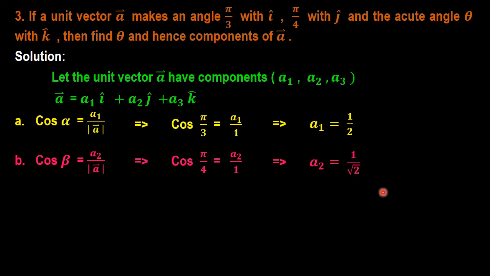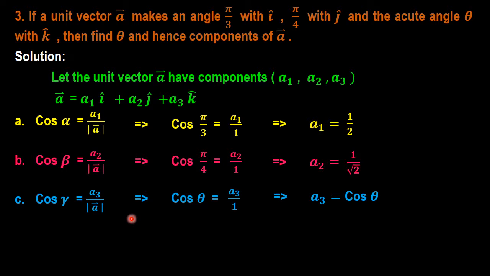Now similarly, the third angle is not given, but here it is said that it is an acute angle theta. So cos gamma equals A3 by magnitude of A vector. So gamma here is theta, and replacing the value we will get A3 equals cos theta.